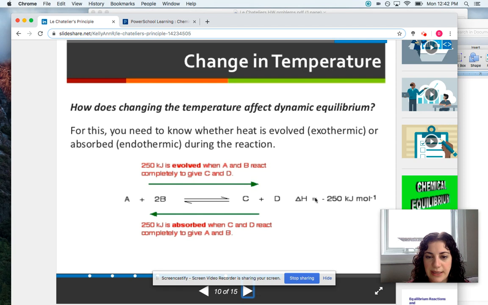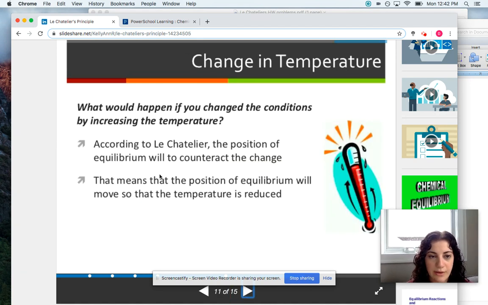So you're releasing heat. 250 kilojoules is absorbed if you're going in this direction. So if the equation's going to the left, it would be considered endothermic because you'd be adding the heat in. So what would happen if you change the conditions by increasing the temperature?